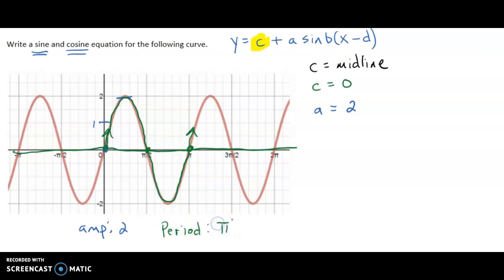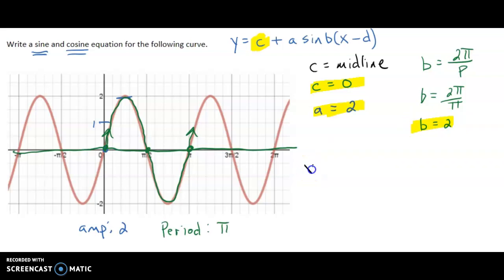And to find b, we're going to do 2 pi over the period. If you remember when you were graphing, the period is equal to 2 pi over b. Well, now 2 pi over the period is equal to b. That's because of a little cross multiplication there. But 2 pi always goes on top. So b is equal to 2 pi over pi, and so b is 2. Now we have these three pieces of information: c, a, and b. And these will be the same for sine and cosine.